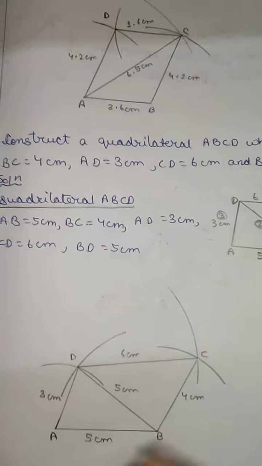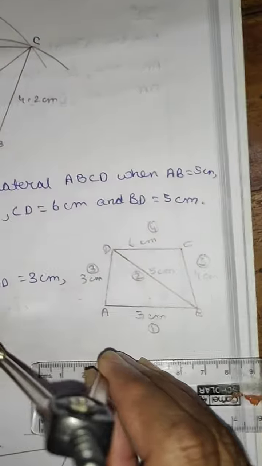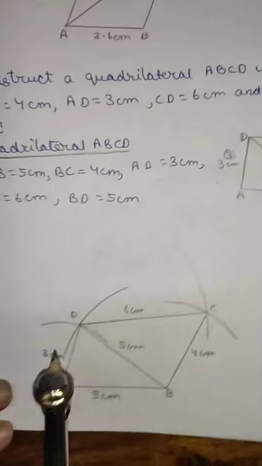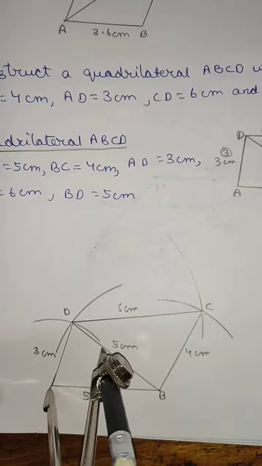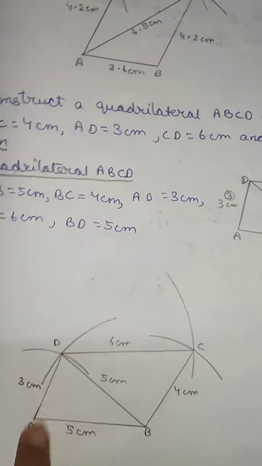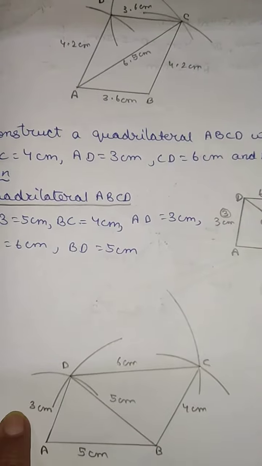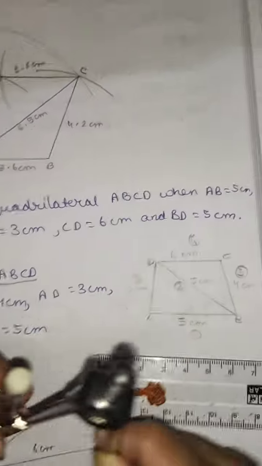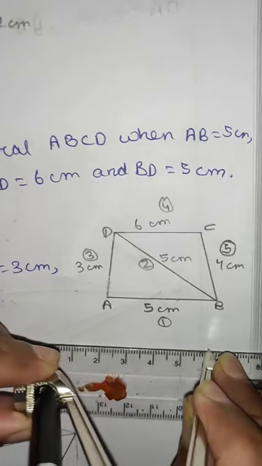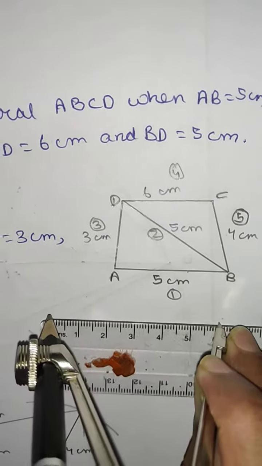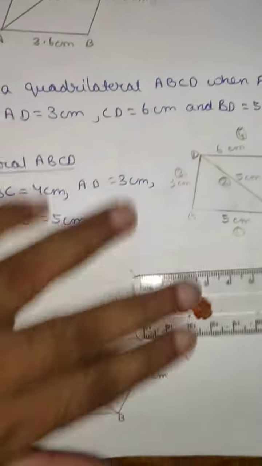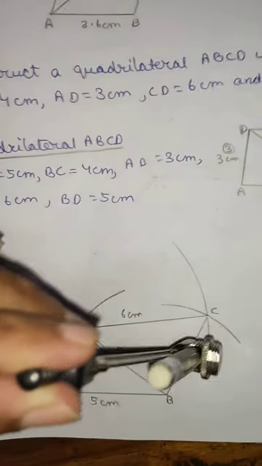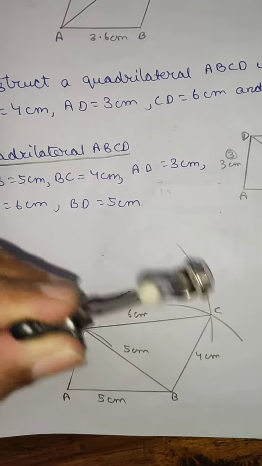Your third step measurement is 3 cm. See the rough sketch. Take the measurement 3 cm. Then from A point cross. This is your D point. Join these two. Write down 3 cm, 5 cm. Now your fourth step 6 cm. Take the measurement accurately 6 cm. By taking 6 cm measurement, your fourth step is from D point you just make this arc. This will be your fourth step.